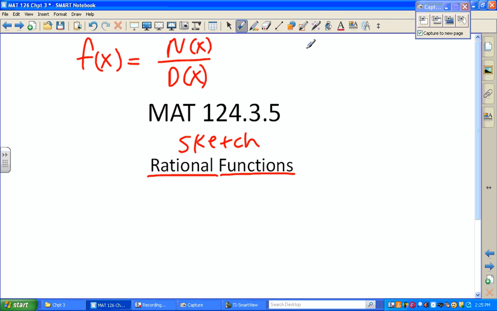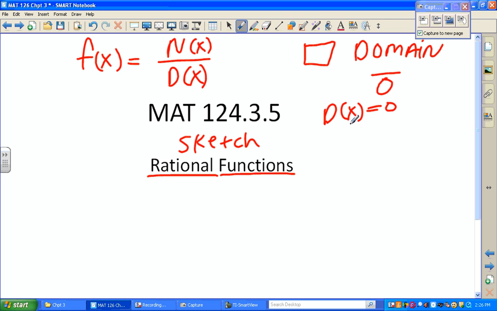When you sketch it, the first thing is, what's the domain? Because we have issues anytime you have a denominator, correct? Why do we have issues with the denominator? Take your calculator and punch out 7 divided by 0. What do you get? Can't do that. You get an error. So any x value that makes D of x equal 0 is either going to be a vertical asymptote or it's going to be a hole in the graph.